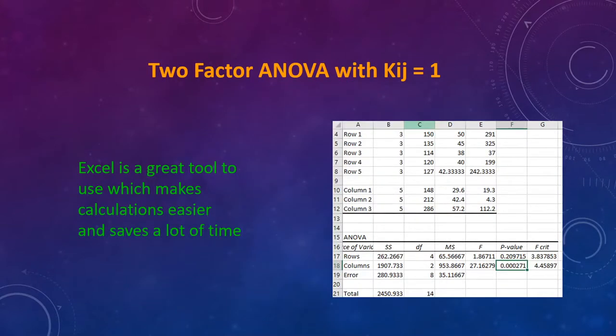So Excel is a great tool which makes calculation of ANOVA tables a lot easier, and you can use this with whatever you have. So let's say you calculate these values. You can easily get SS, MS, F, and P from Excel really easily and fast, and you don't have to do any hand calculations.